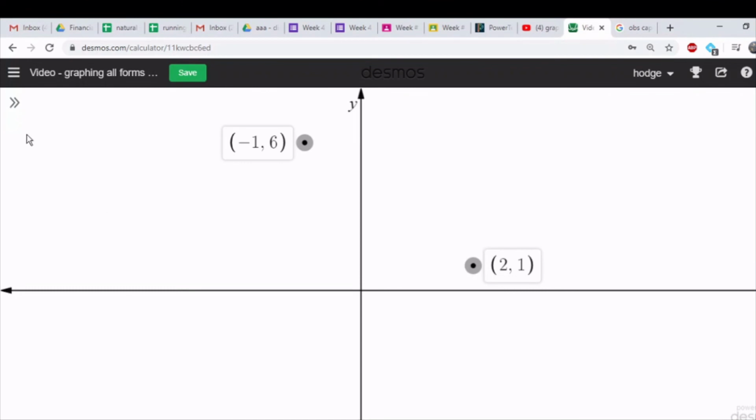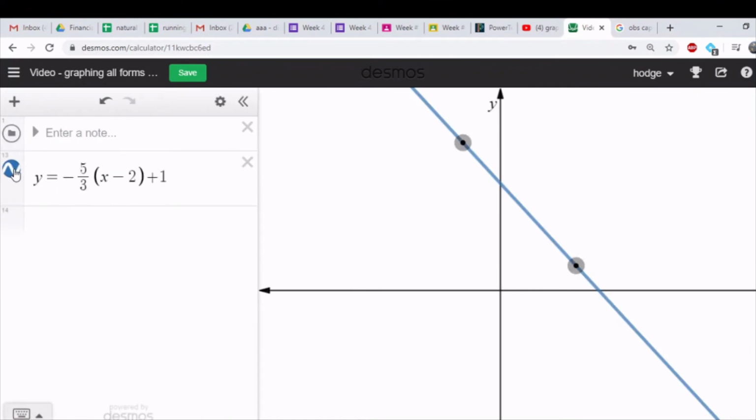Let's see how we did. There's our 2 points. There's our point slope line that we came up with, and it goes right through the 2 points, so we did well. Again, if the point we're using is (2, 1), then we use x minus 2 because a 2 for x would make the parentheses 0, and then a plus 1 because we wanted the y value to be plus 1.